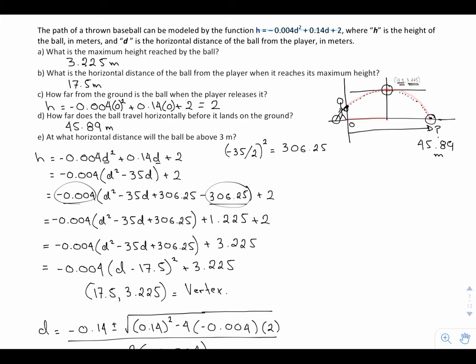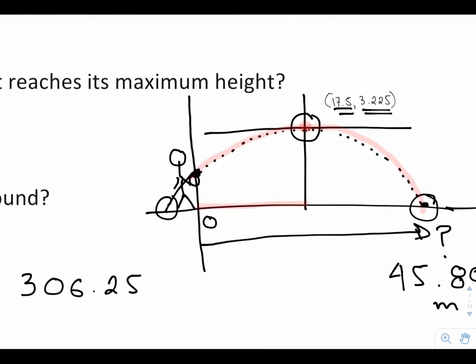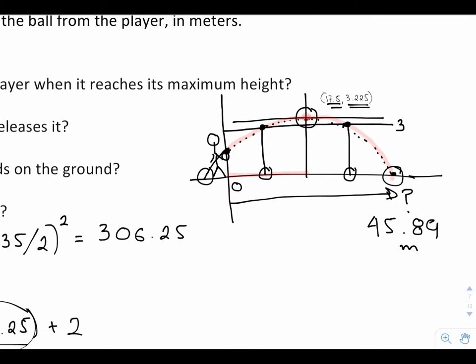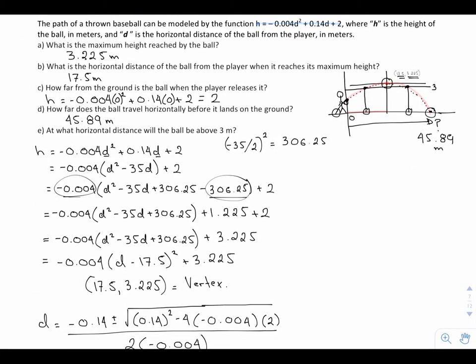And finally, at what horizontal distance will the ball be 3 meters above the ground? So what I have to look at here is, I know my max is 3.225. 3 meters, if I were to look at it pictorially, is going to be somewhere around here. So the question is, at what horizontal distance? In other words, when is the ball going to be at that 3 meter height? Where is this value and where is this value? So in this case, I replace my vertical distance, my h, with 3 and try to solve for d.